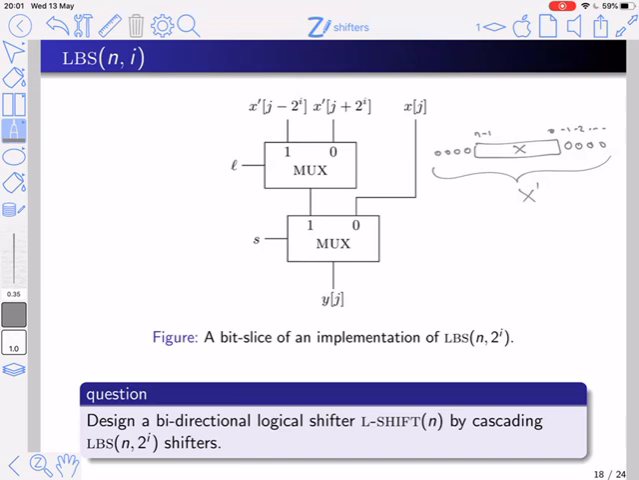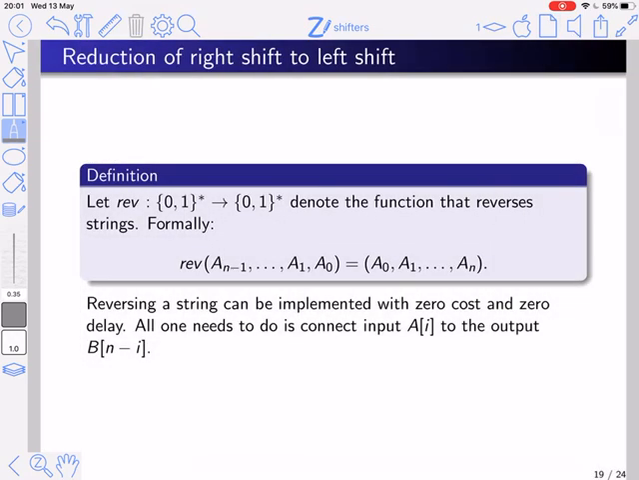Okay, good. So this is what you need if you want to do a left shift, and this is the bit you need if you want to do a right shift, and if you do a shift, you choose from this branch, and you choose the right input according to L. Okay? So now what we want to do is design a bidirectional logical shifter which is based on cascading these LBS circuits for powers of 2. Okay?